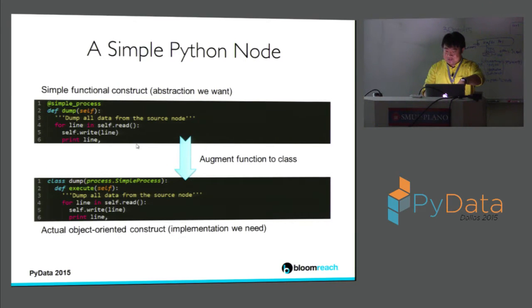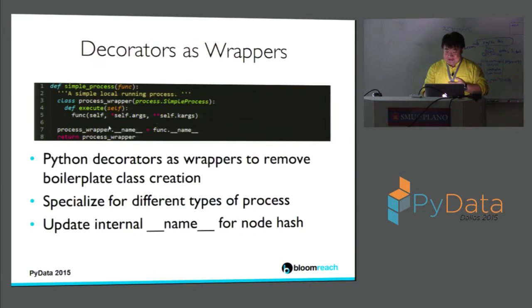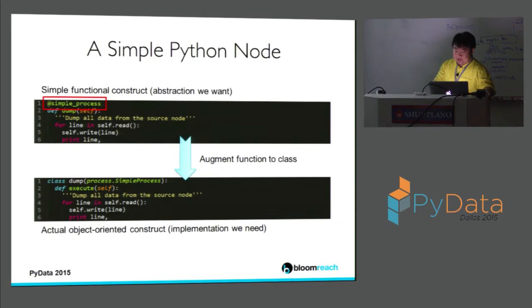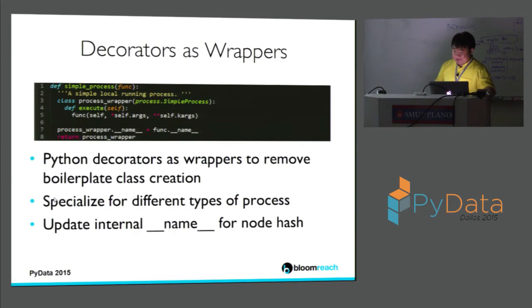Then the interesting thing is, after you create the class, you don't want the class name to be process wrapper, right? So you change the class name to your original function name, and then return it, so it occupies the global dictionary. So after this wrapper, you actually have a class called dump, which does the thing for you. So that's the cool idea we use in briefly.